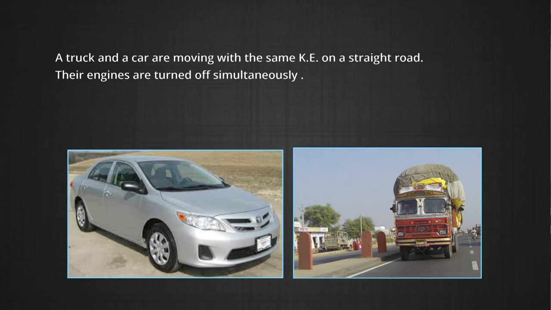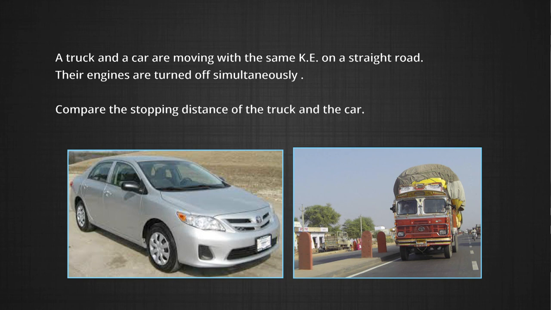Now let's look at this one. A truck and a car are moving with the same kinetic energy on a straight road. The engines are turned off simultaneously. Would the stopping distance of the truck and the car be the same? This problem is different from the earlier one. What's the difference? Though they were traveling with the same kinetic energy, the engines were just turned off. It was not an additional force or braking force applied here. So how will we figure out what will happen in this case?